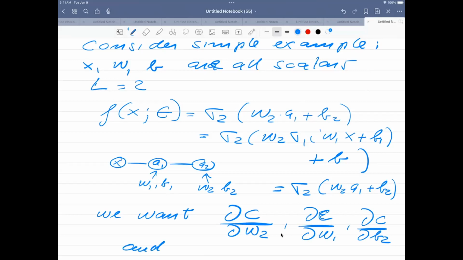and dC of dB1. So we are going to need all these derivatives in order to optimize and find the new values. So I'm coming back to these calculations a little bit next week, but now I'm just going to set up the kind of scene and the kind of equations which we need in order to find these derivatives.